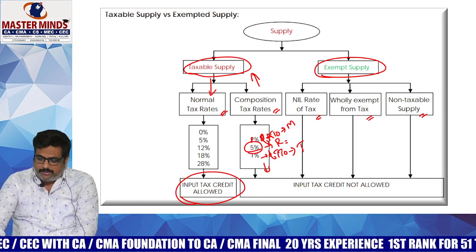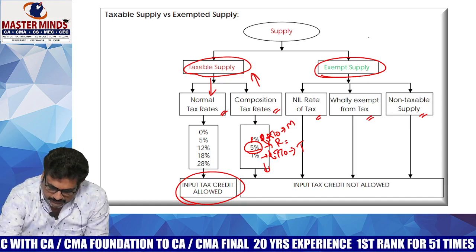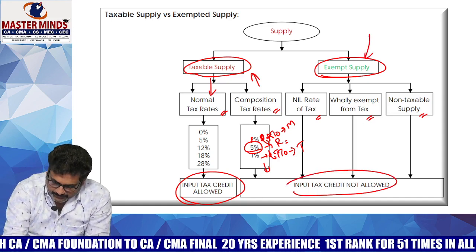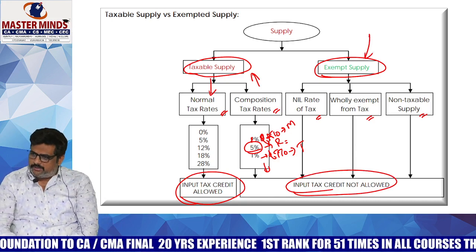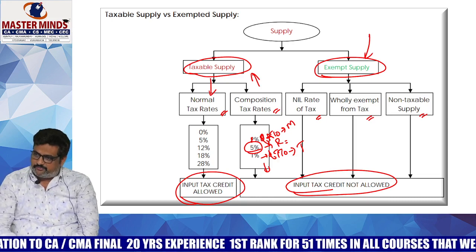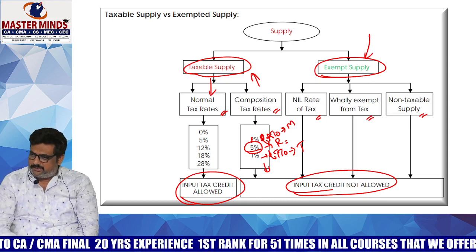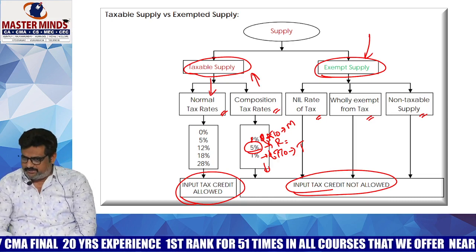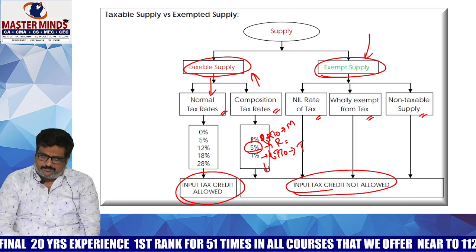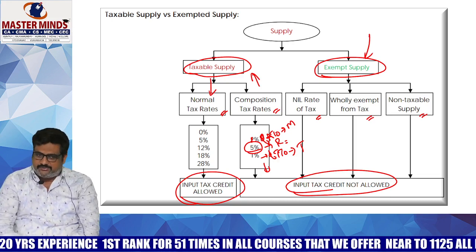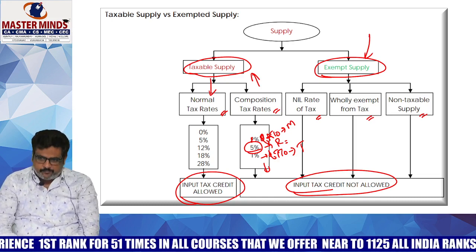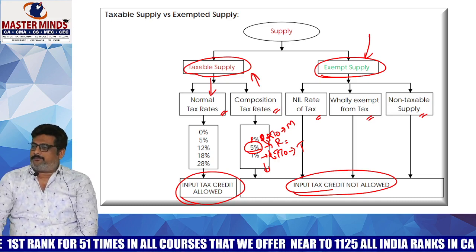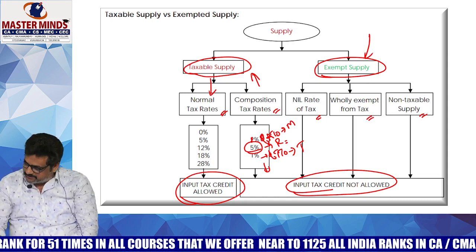So that's why we need to know this particular chapter. If at all it is an exempted supply, we cannot claim the ITC. So to know whether ITC is allowed or not, first of all, one should know whether the supply is a taxable one or an exempted one. If it is a taxable supply, obviously you can claim the ITC. If it is an exempted supply, you cannot claim the ITC. That's why one needs to know whether the supply is a taxable one or an exempted one.